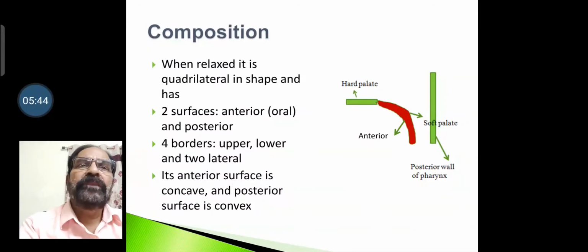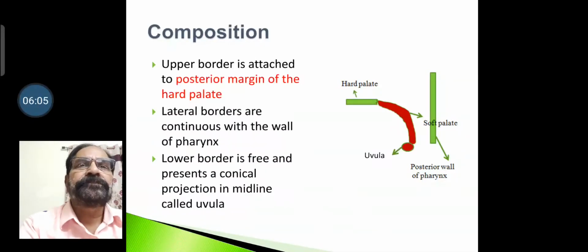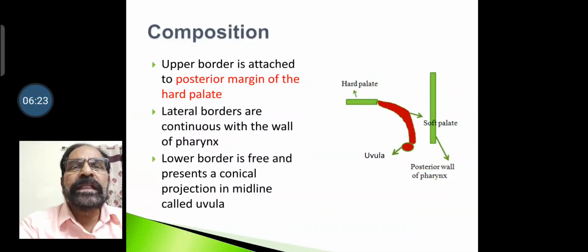In calm position, when relaxed, it is quadrangular in shape and has two surfaces, that is anterior and posterior surfaces. It has four borders: upper, lower, and two lateral. Its anterior surface is concave and posterior surface is convex. Upper border is attached to the posterior margin of hard palate. Lateral borders are continuous with the wall of the pharynx. The lower border is free and presents a conical projection in the midline called uvula.